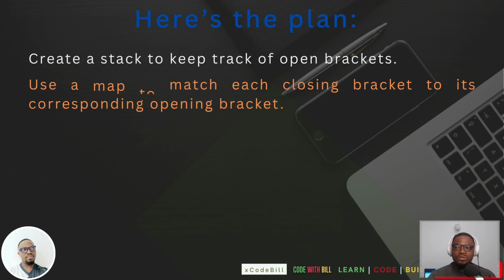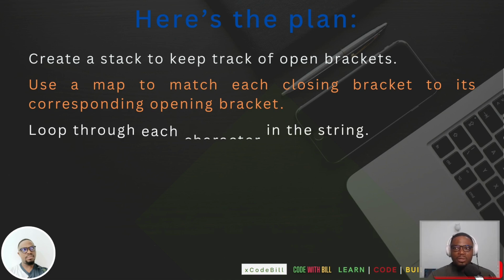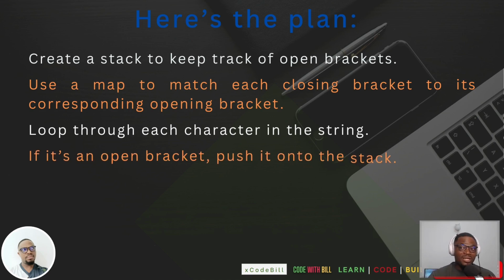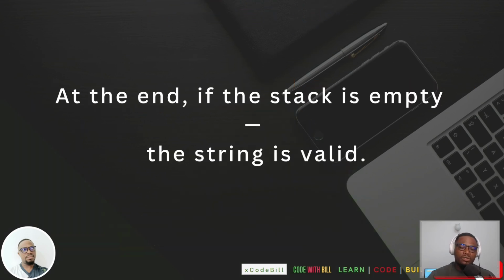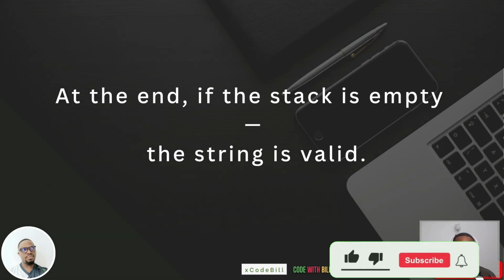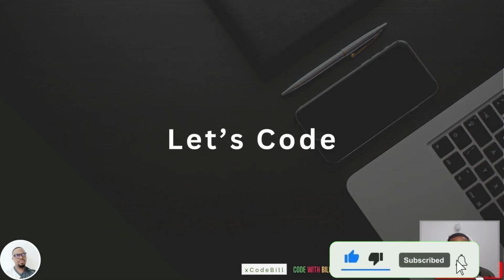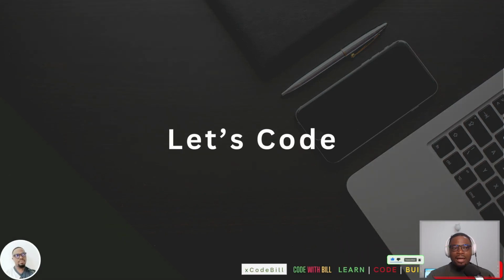So a quick demonstration of what the plan is going to be is that we're going to create a stack to keep track of all the open brackets, and then we'll use a map to match each closing bracket to its corresponding opening bracket. And then we will loop through each of the characters of the string. If it's an open bracket, then we'll push it onto our stack. And if it's a closing bracket, we're going to pop that out of the stack and check if it matches the opening bracket. In order to determine if a string is valid, we will check at the end to see that our stack is currently empty. So without much chit chat, as we usually say, let's hop into code and let's see how we can solve this.